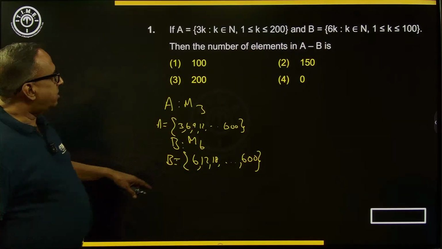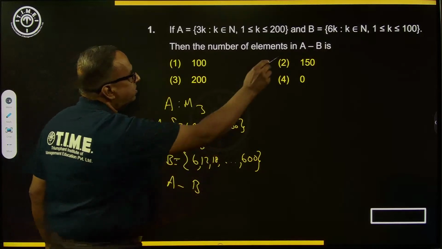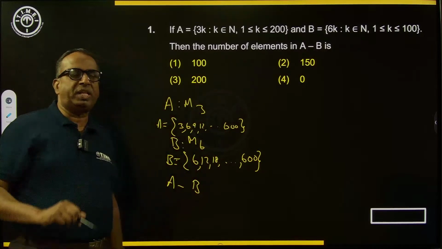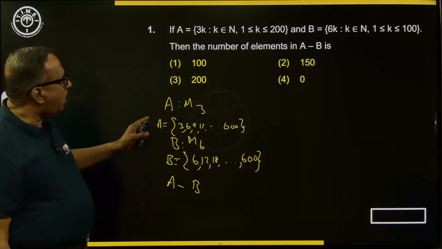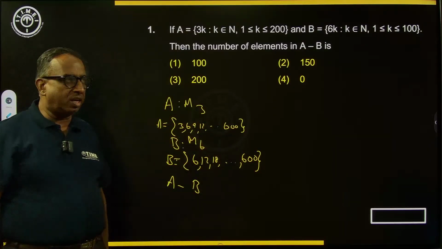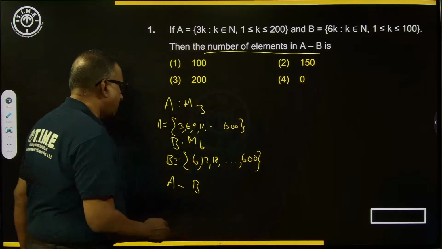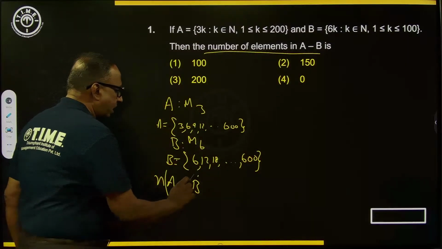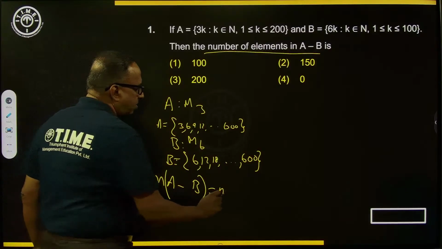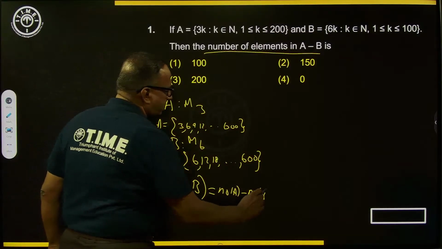So what is the question? The question is A minus B. What will be there in A minus B? In A, all are multiples of 3. In B, all are multiples of 6. But what we want is the number of elements in A minus B. This is nothing but the number of elements in A minus the number of elements in B.